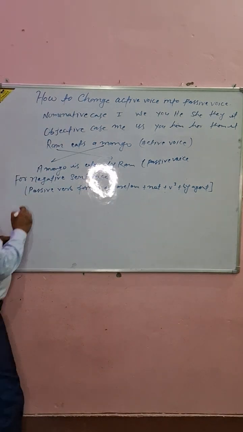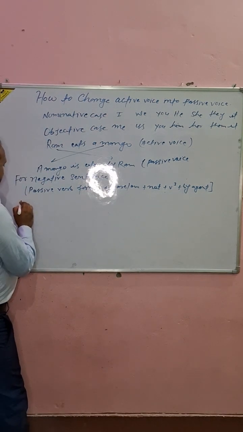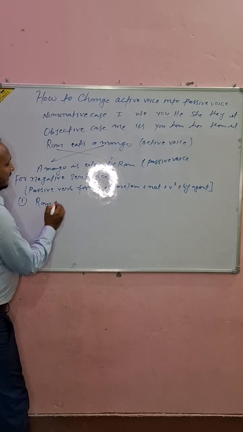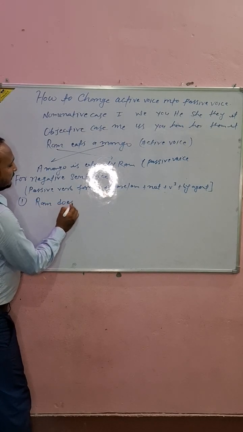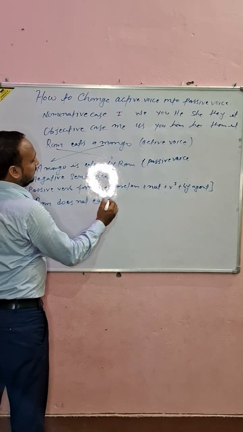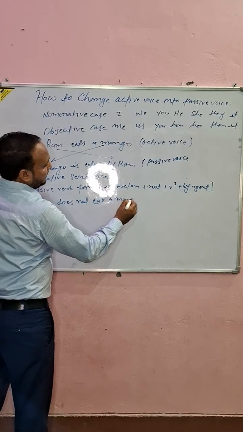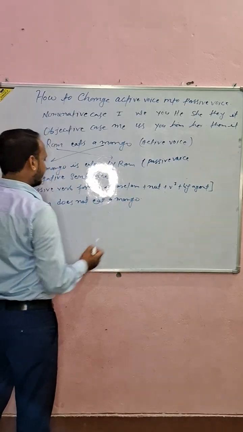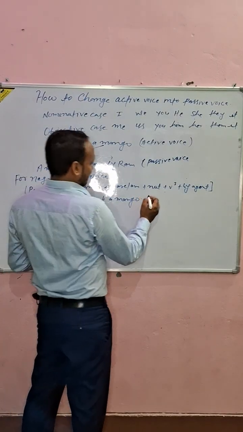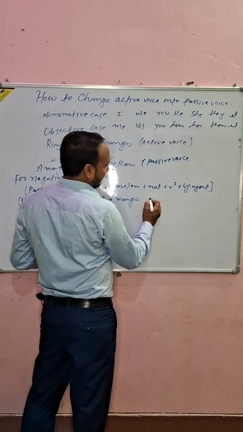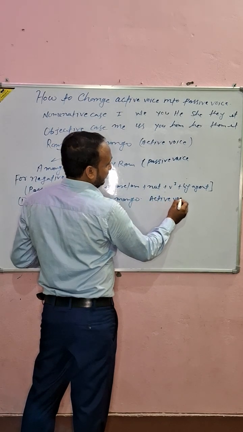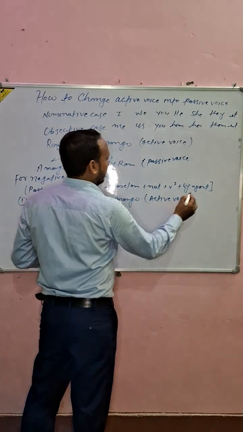Okay, so first example: Ram does not eat a mango. Okay, Ram does not eat a mango. This is in active form, active voice.